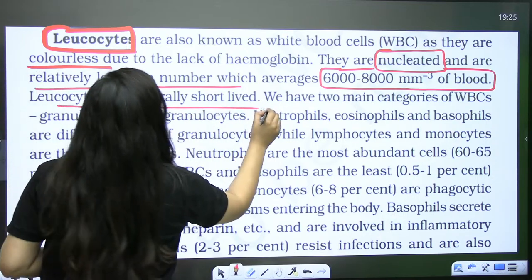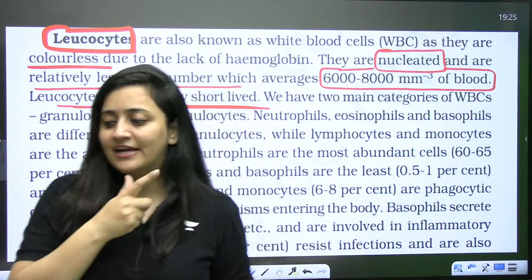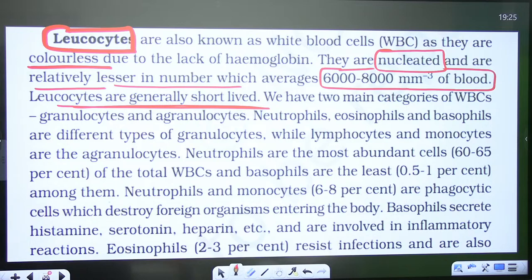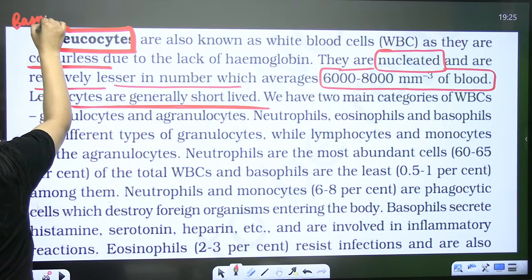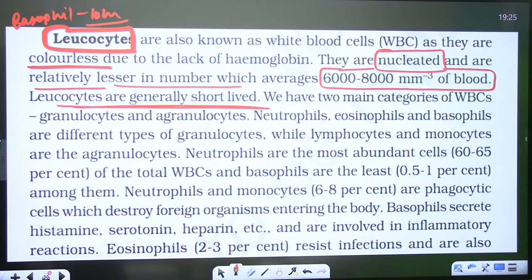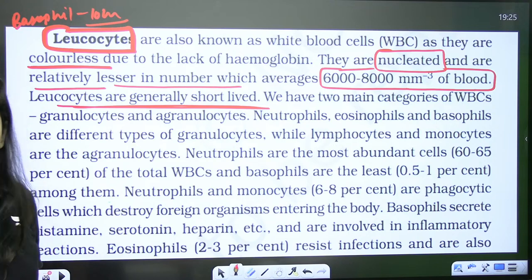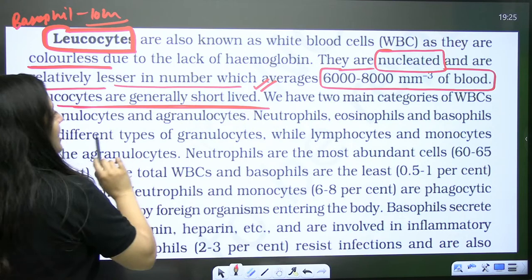So leukocytes are short-lived. Some leukocytes can even get destroyed in less than 24 hours, like your monocytes. Your basophils can survive for 10 hours. Your monocytes can get destroyed in less than 24 hours. And your neutrophils can get destroyed in 12 hours. So, they are generally short-lived.